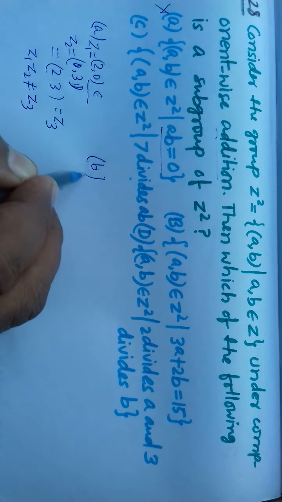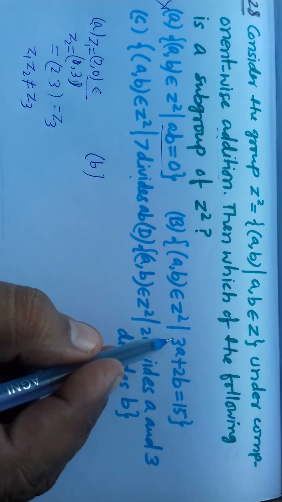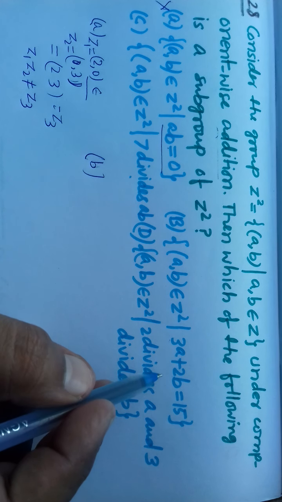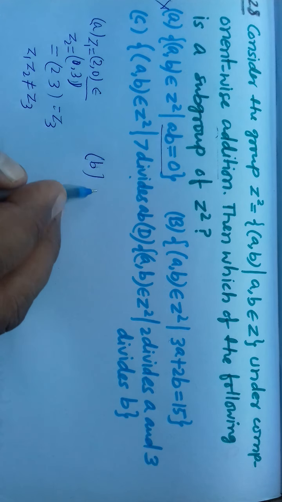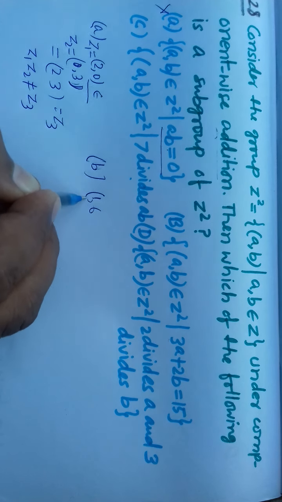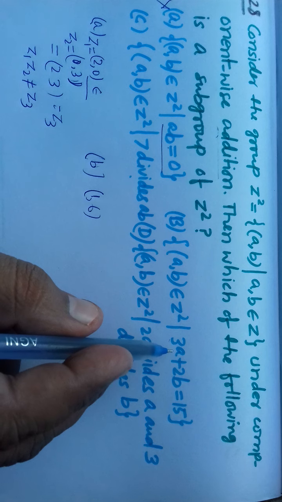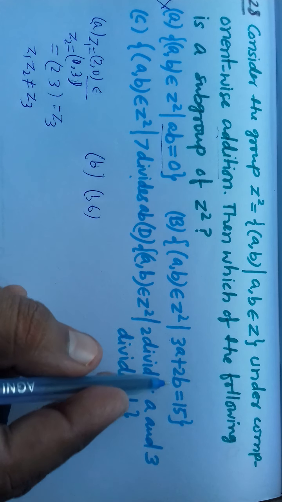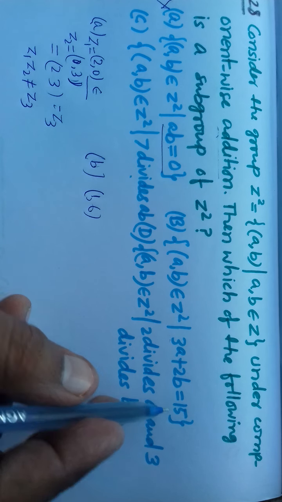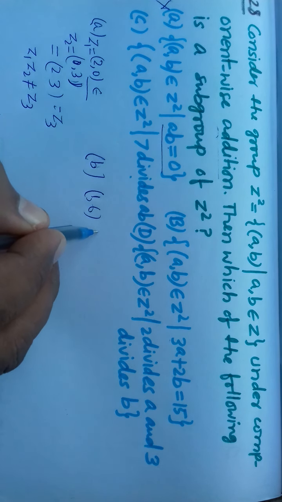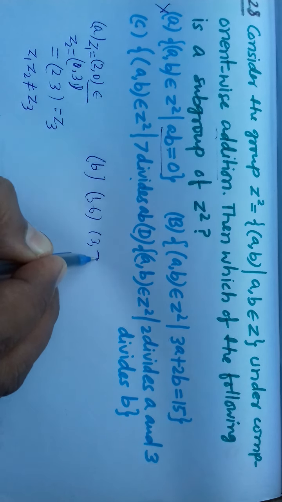Now B. In B, we can take (A, B) which satisfies this equation. So we can take the point (1, 6), putting A equals 1 and B equals 6, which gives 15. Similarly, one can take (3, 3).